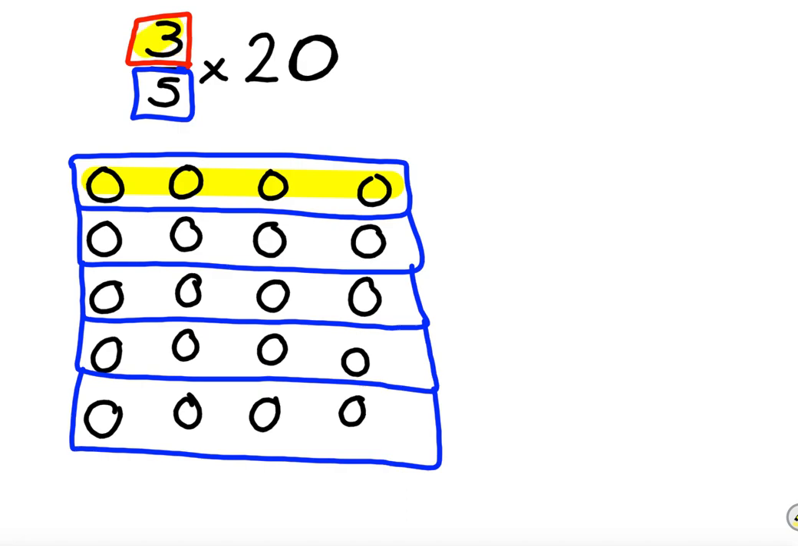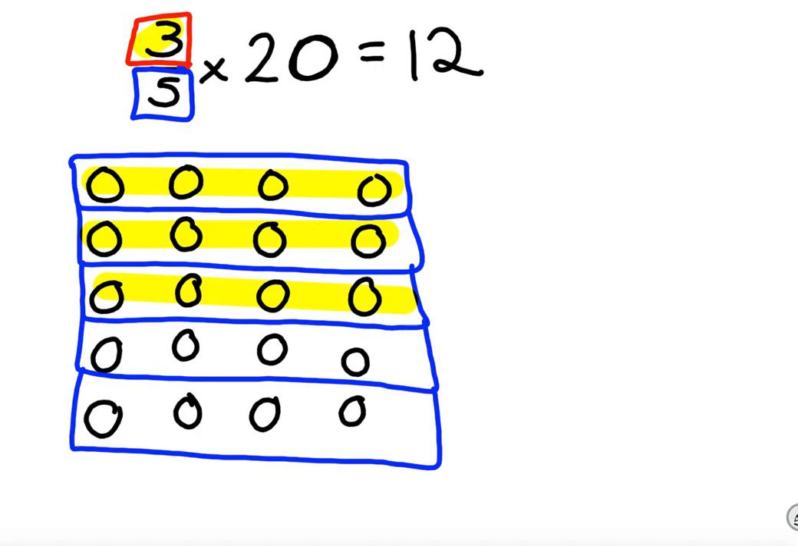1, 2, 3. Based on that, how many total circles do we have in our 3 groups that we're focusing on? Ava? We have 12 total circles, which means our answer is 12.